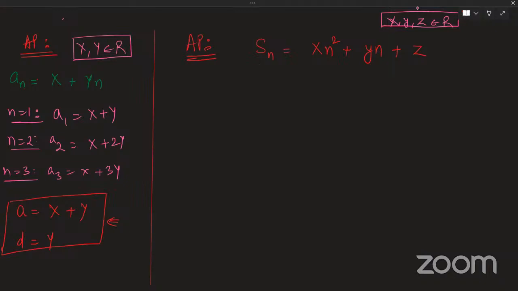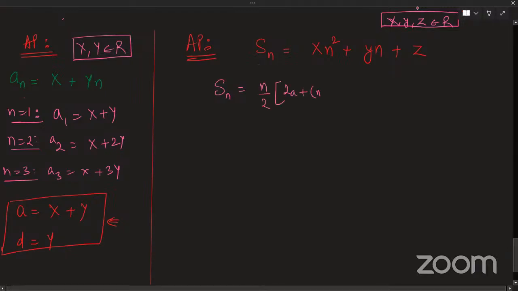In general, first tell me what is the formula for Sn? n by 2 into 2a plus n minus 1 into d. Correct. Can you please open this bracket for me? Multiply n by 2 inside. Na plus n by 2 into n minus 1 into d, right? Yes, sir. Right.